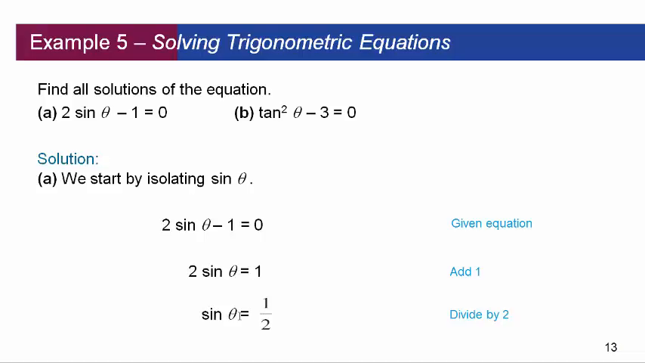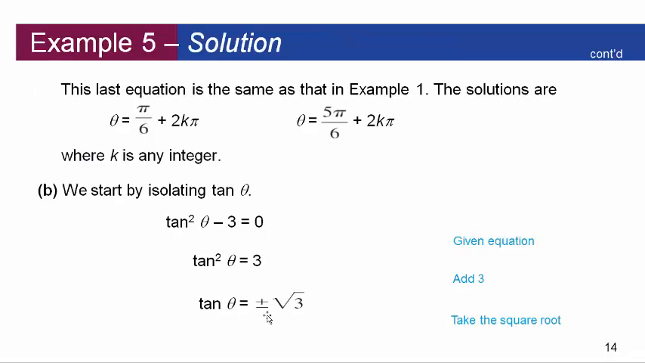Once we have that, we could take the inverse sine of both sides if this was a number that we didn't know. But we know what sine of theta equals 1/2 is. We've already done that in this video. It's one of our special angles, so we know it happens at pi over 6 and 5 pi over 6. And because of the 2 pi period, we have to add 2k pi to each of those to get all possible solutions.